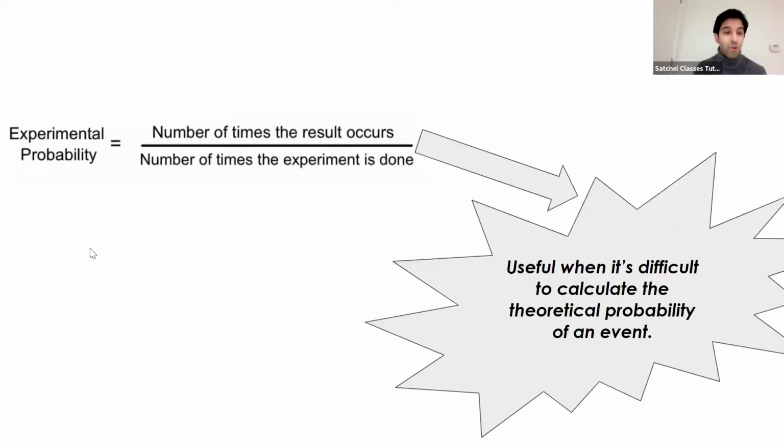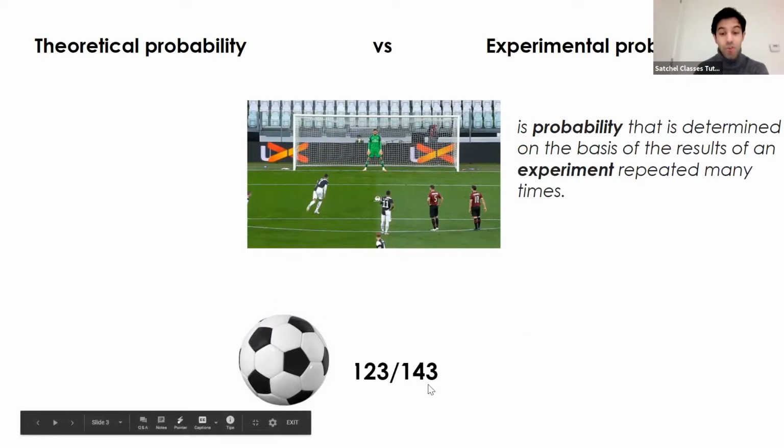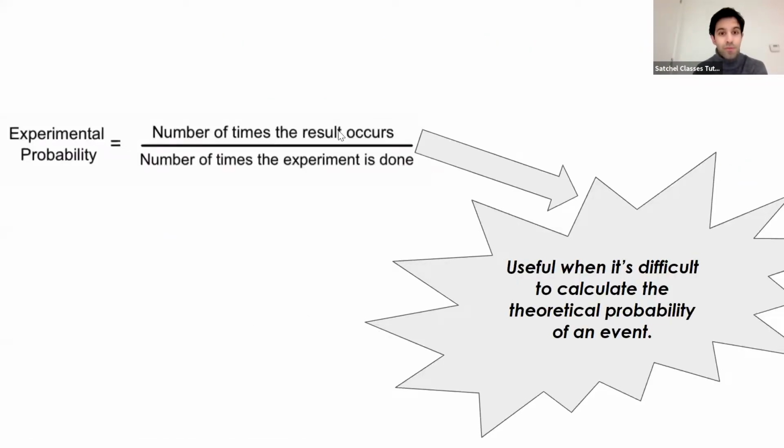And again, this is just a formula to work out experimental probability: the number of times the result occurs versus the number of times the experiment has been done. Here, the number of times Ronaldo has taken a penalty, I suppose we can think of that as an experiment. He's taken a penalty 143 times and he's scored 123 times. So it's the number of times Ronaldo scored divided by the number of penalties he has taken. And this is pretty useful when it's difficult to calculate the theoretical probability of an event.